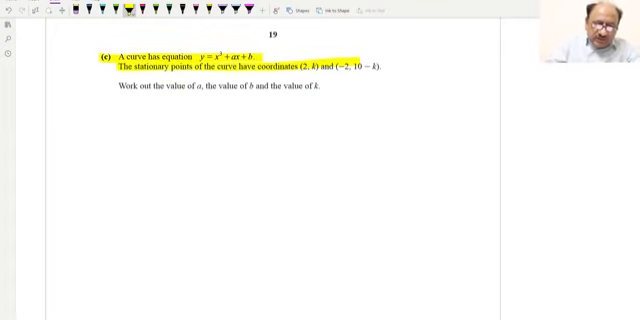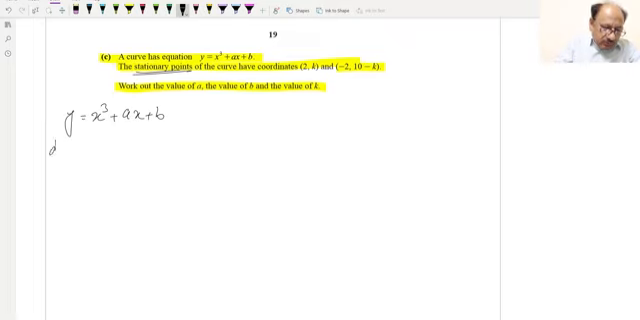This one, the stationary point of the curve has coordinates (2, k), and this one, work out the values of a, b and k. So what we will do, we will write this equation. We will take y is equal to x cubed plus ax plus b. Now we know this is a stationary point, so the derivative dy by dx will be equal to 0 for a stationary point.